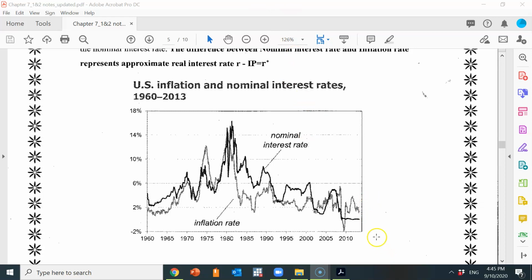But in special times, such as a financial crisis, for example around 2008, you can see that the gray line is above the dark line. So the inflation is so high that IP is higher than R, and the real interest rate, R star, becomes negative.